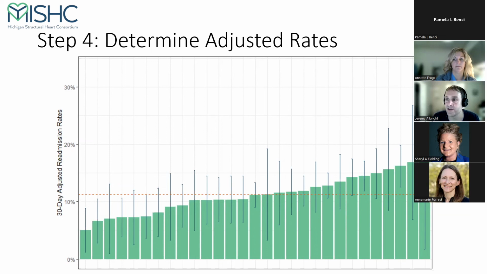And if you have fewer procedures, then we want to make sure those confidence intervals are wide to say that, hey, even if you're at the higher end, your volume is low enough that we can't necessarily say for sure that there's reason for improvement.